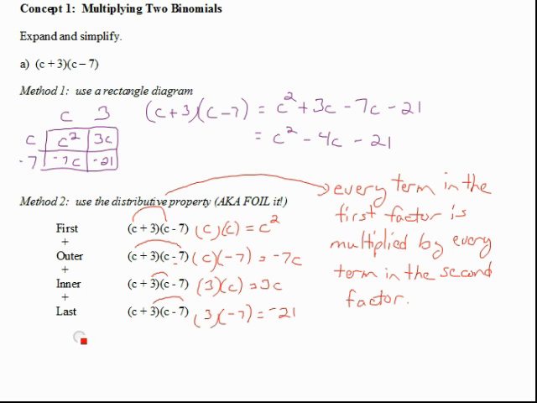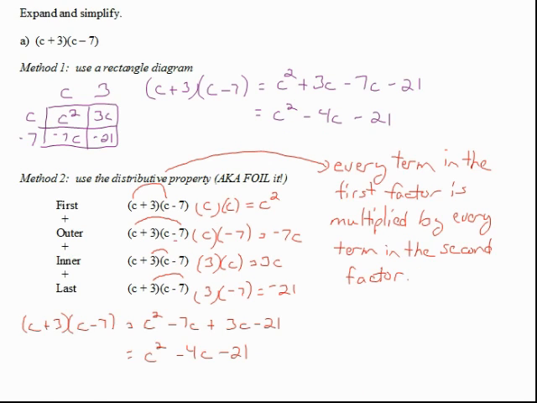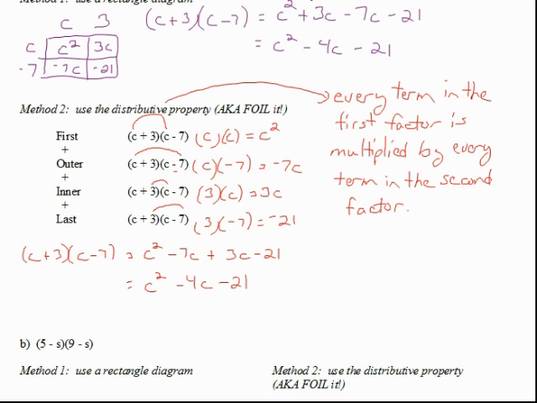So we get c plus 3 times c minus 7 equals c squared minus 7c plus 3c minus 21, which looks kind of familiar, doesn't it? And then c squared minus 4c minus 21. Okay? And we need to check this, but I don't think I have room. I can fit it in there. Okay. So, check.